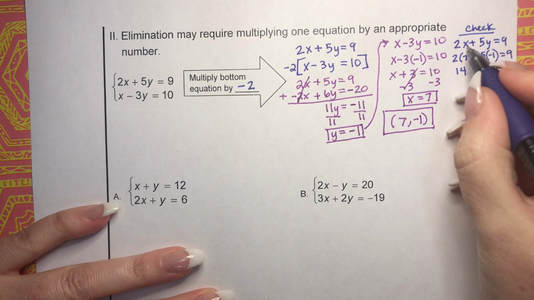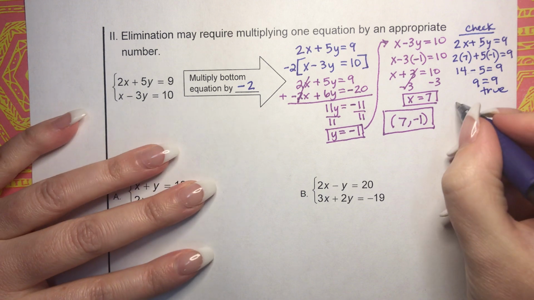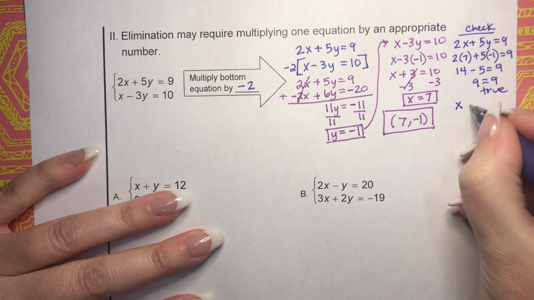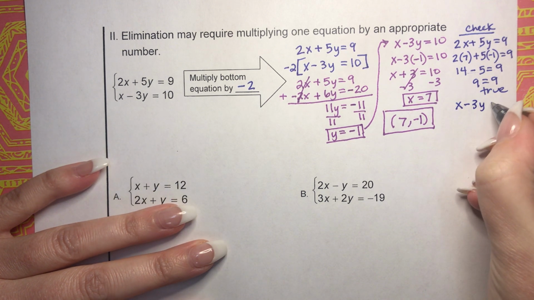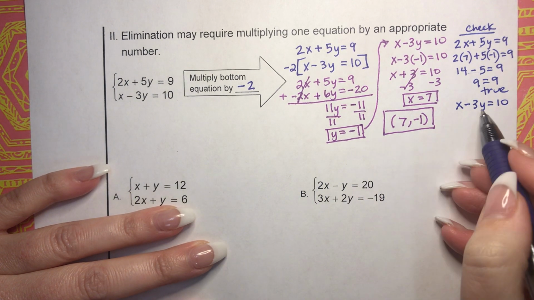That means it is a solution to this equation, but it has to be a solution to the other as well. So we're going to go ahead and write that original equation down. x minus 3y equals 10, the second equation. Substitute the values in.